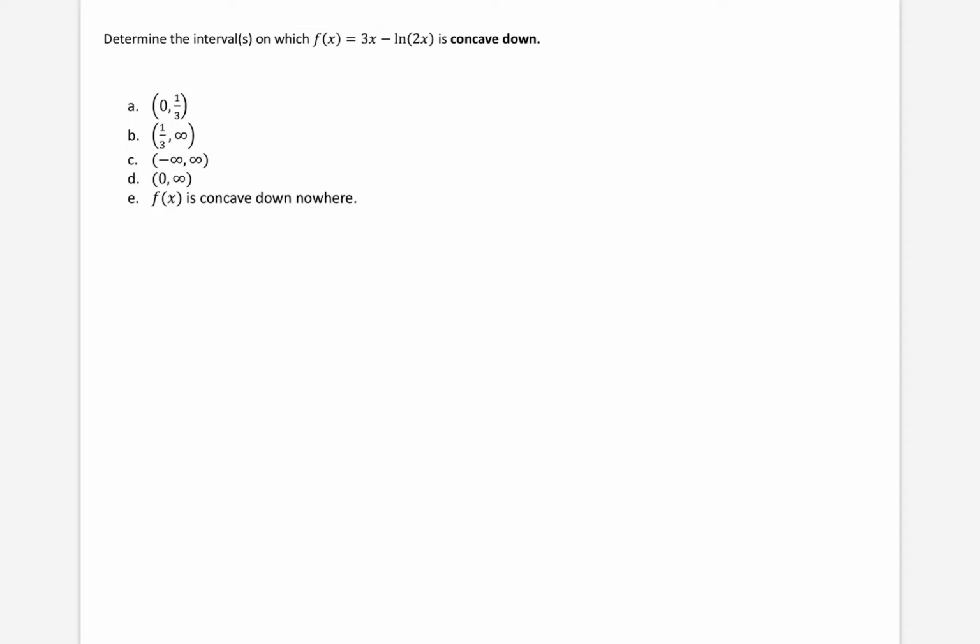So let's determine the interval or intervals on which f of x equals 3x minus ln of 2x is concave down. Well, if the function is concave down, that means that our second derivative is going to be negative. So let's figure out what the second derivative is.